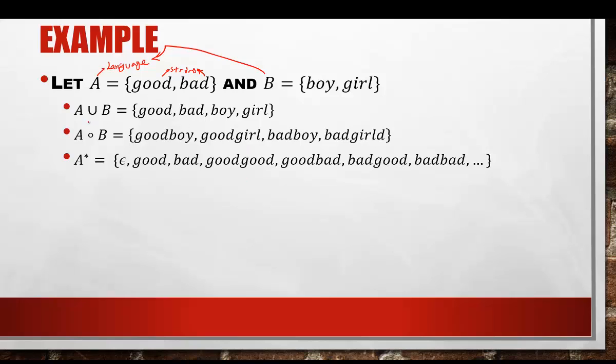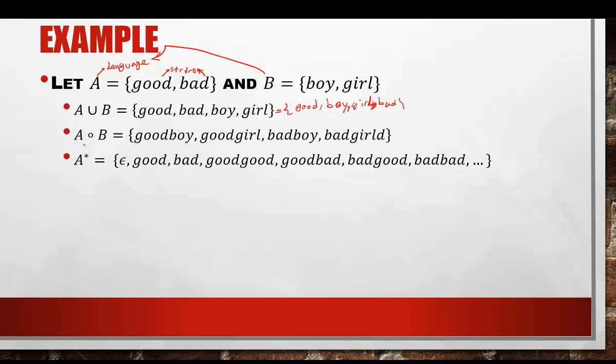So the union of these two languages is the language that's made of 4 elements, 4 strings: good, bad, boy, girl. Now remember, did I say concatenation? I meant union. So A union B is equal to just these 4 unordered strings. You could say it's good, and then boy, and then girl, and then bad, or any permutation of these things works, because with sets, if you remember, order does not matter. So all of these are equally the same set.